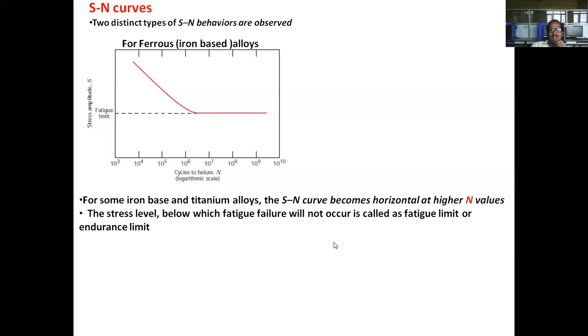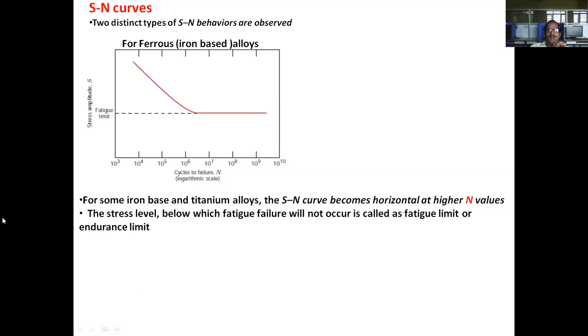It's called fatigue limit or endurance limit. Actually, what is endurance or the fatigue limit? It is the stress value below which fatigue failure will not occur. Another kind of failure may occur, but theoretically fatigue failure will not occur.